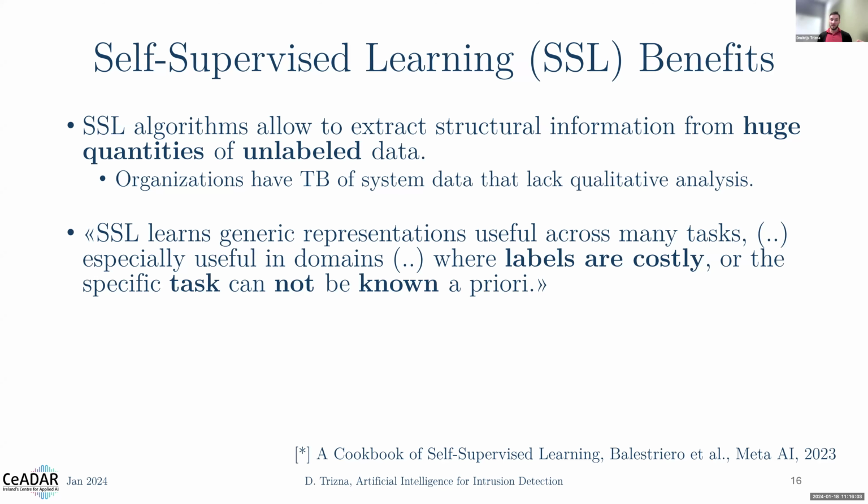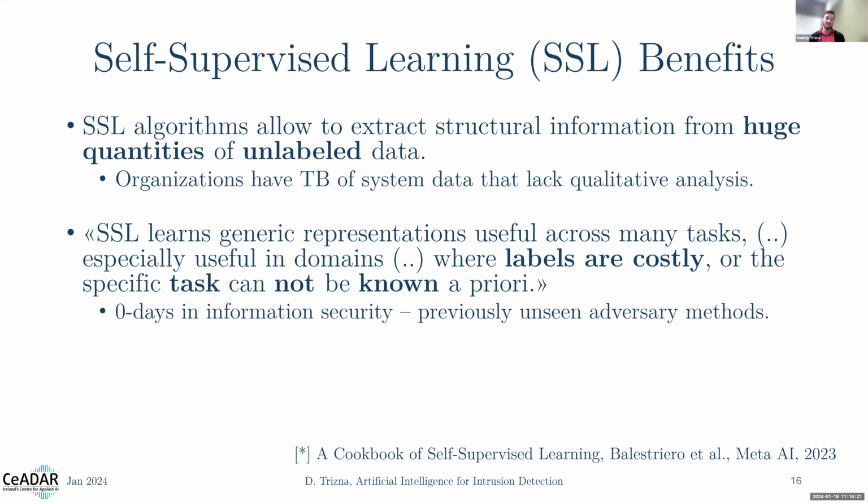Another point is that SSL learns generic representations, which is especially valuable in domains where labels are costly or the specific task cannot be known. First, labels are costly, exactly our case. Moreover, the task cannot be known. It's an interesting bullet because in security you have so-called zero-day vulnerabilities, where you don't know what the attacker will exploit. So SSL techniques can bring some value in preemptive prediction, preemptive detection, in this domain.